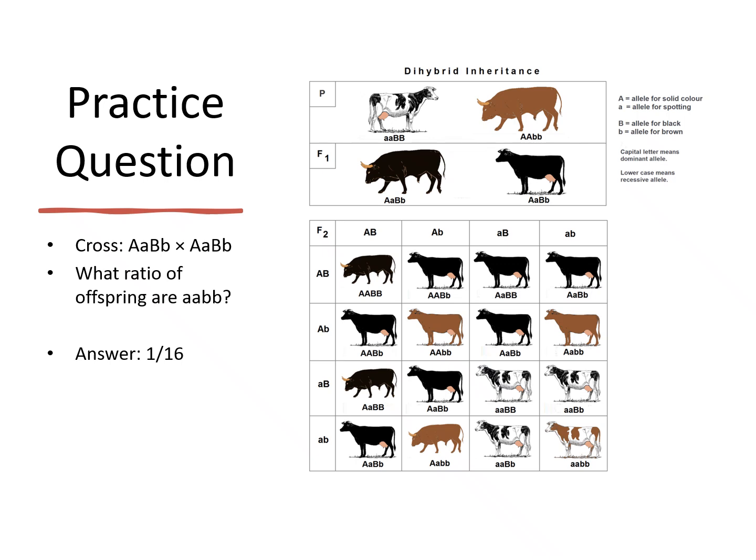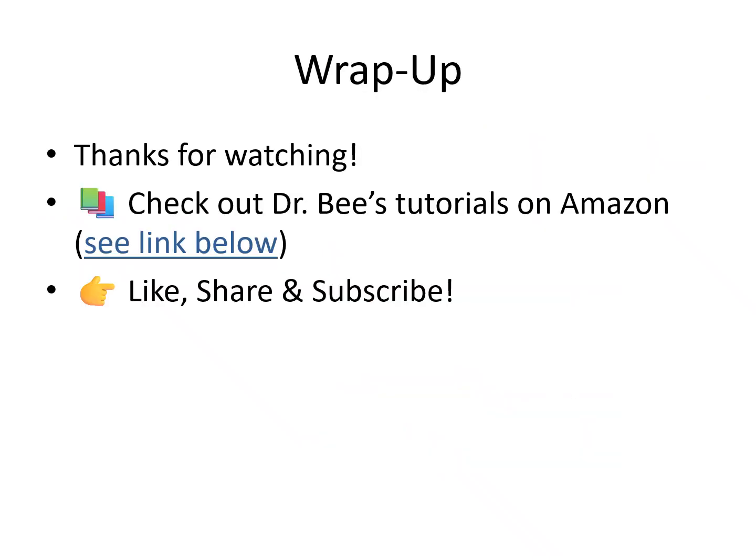So for this particular cross, what ratio of offspring are lowercase a, lowercase b, and lowercase b? For this cross, the answer is only 1/16. These types of questions appear on AP IB exams, so get comfortable with them. That's it for dihybrid crosses and independent assortment.